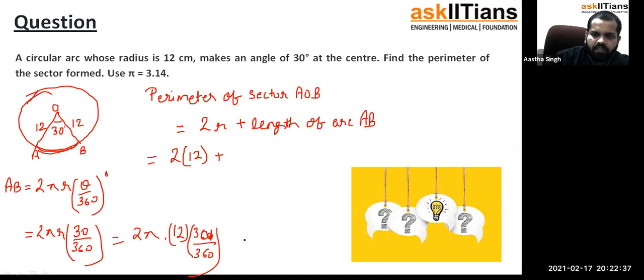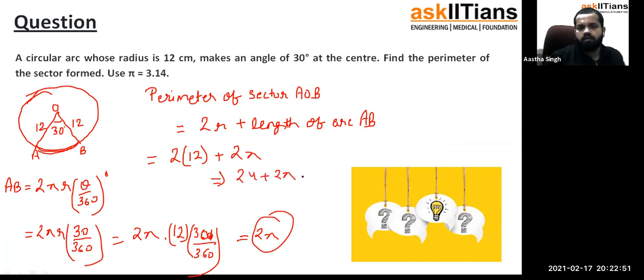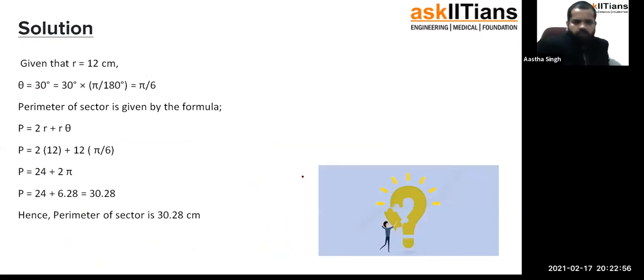So 12 into 30 by 360, and 360 cancels out, you will get the value 2 pi. The length of an arc is 2 pi. So 24 plus 2 pi will be your perimeter. Just put the value of pi, 3.14, you will get the perimeter of the sector as 30.28 centimeter. I think the point is clear to you all.